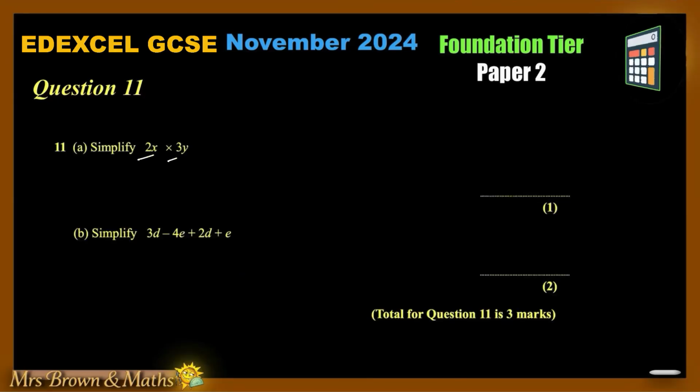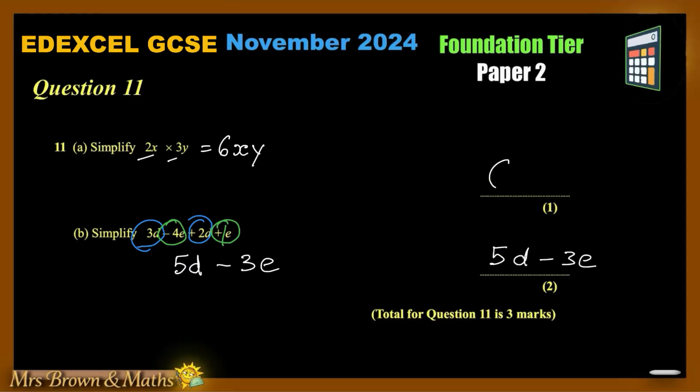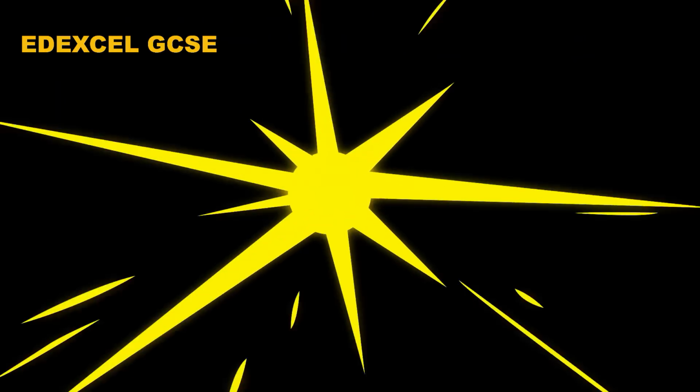Question 11. 2x times 3y is 6xy. Collect like terms. 3d plus 2d is 5d. Minus 4e plus e will be minus 3e.